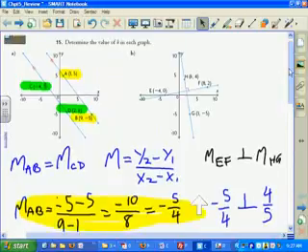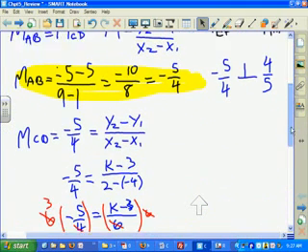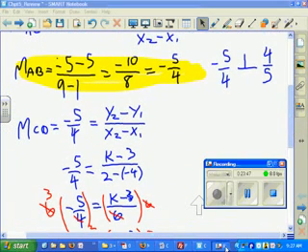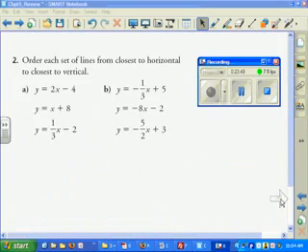Negative 3 over 4 is the slope, somebody said. 8 minutes? Maybe. Alright. Period 2. I'm just letting it.